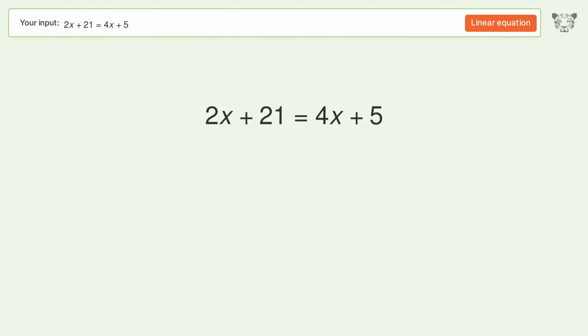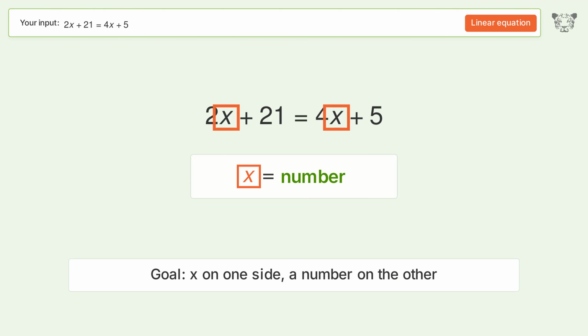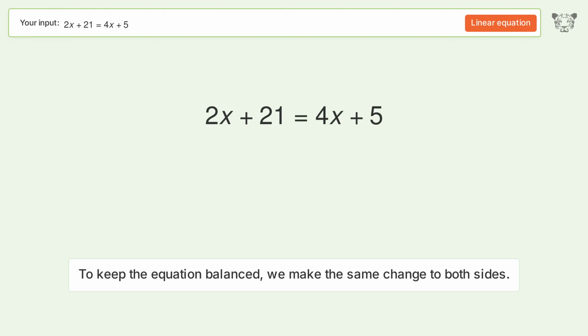Here is the linear equation we are asked to solve. 2 times x plus 21 equals 4 times x plus 5. Solving means isolating x on one side with a number on the other. Let's do this step by step. To keep the equation balanced, we make the same change to both sides.